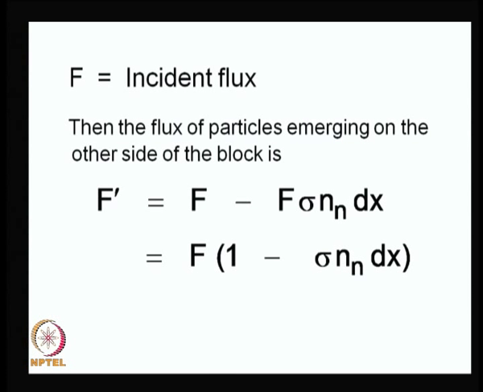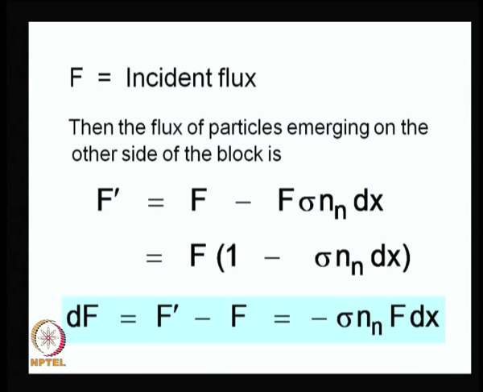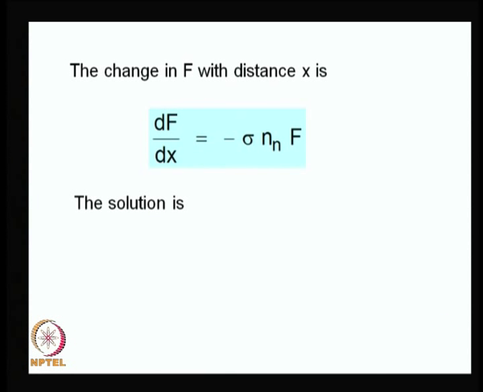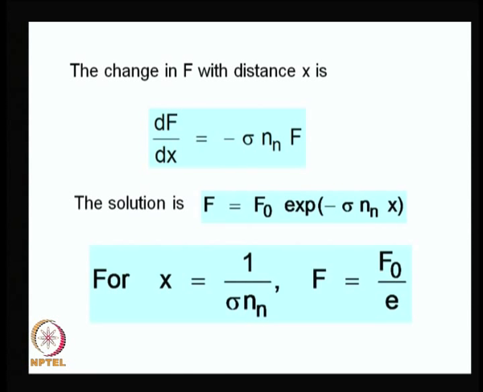Now, this gives me an expression for the change in flux. This is dF, the change in flux, equal to F prime minus F, which is equal to minus sigma n_n F dx. So, the change in flux with distance comes out to be a first order differential equation: dF upon dx is equal to minus sigma n_n F, and its solution is an exponentially decaying solution. You have come across these kinds of equations elsewhere at many places in physics. I will tell you in a moment.